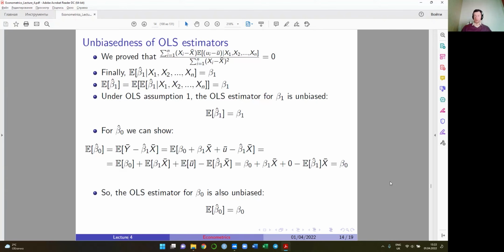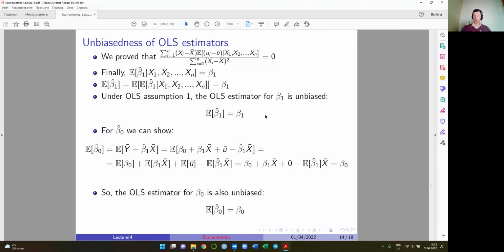So we know that the expected value of beta 1 hat is beta 1, and the expected value of beta 0 hat is beta 0. That's the same story as we had, for example, in statistics, when we said that the expected value of the sample mean is the population mean, and the expected value of the sample variance, for example, is the population variance. The same story here. We showed that expected values of our sample estimates equal their population counterparts.